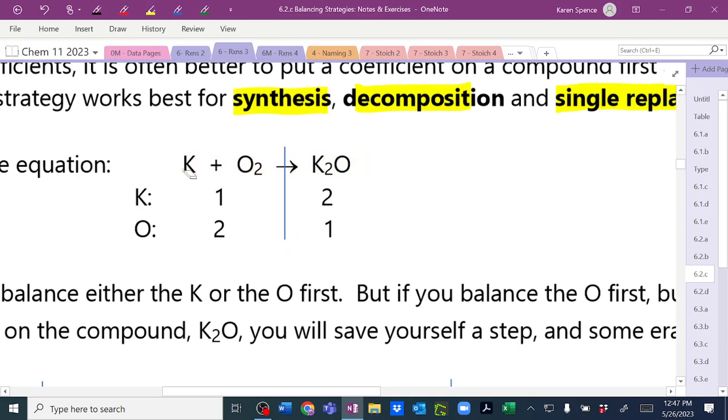So if we take a look at this reaction, let's balance it by putting the coefficient on the compound first. So what that means is if I have O2 here, I need to put a 2 here to give me 2 oxygens, but that changes the potassium to 4, which means we now need to have 4 potassium. And everybody's good, 4, 4, 2, 2.